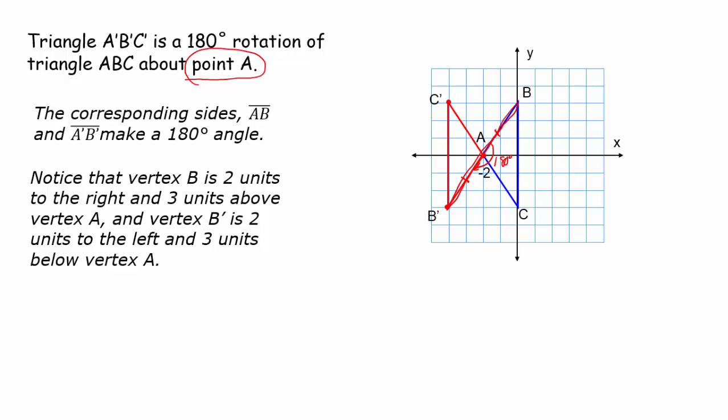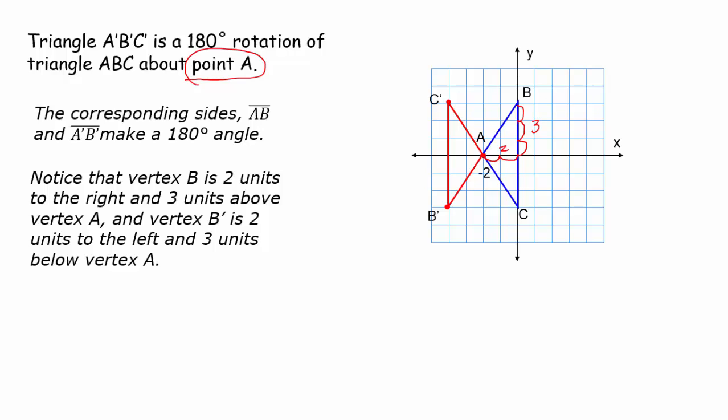Notice, though, how my points are moved. So let me erase this so you can see it a little bit better. And let's take a look at specific points. Vertex B, if we were going to start here and look at vertex B, and we go from our vertex A, which is where we're starting this rotation, to get to point B, I am going to move 2 units to the right and then 3 units up. So 2 units to the right and 3 units up.